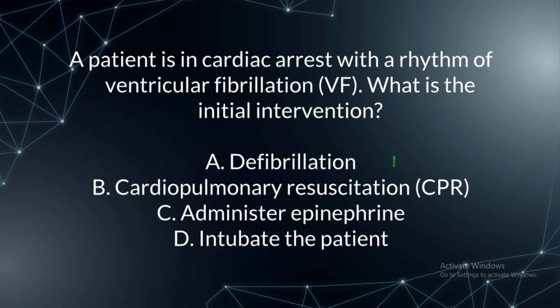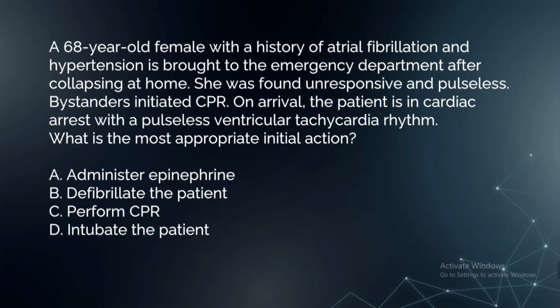Then there is a scenario based question. A 68-year-old female with a history of atrial fibrillation and hypertension is brought to the emergency department after collapsing at home. She was found unresponsive and pulseless. Bystanders initiated CPR. On arrival, the patient is in cardiac arrest with a pulseless ventricular tachycardia rhythm. What is the most appropriate initial action? A. Administer epinephrine. B. Defibrillate the patient. C. Perform CPR. Or D. Intubate the patient.